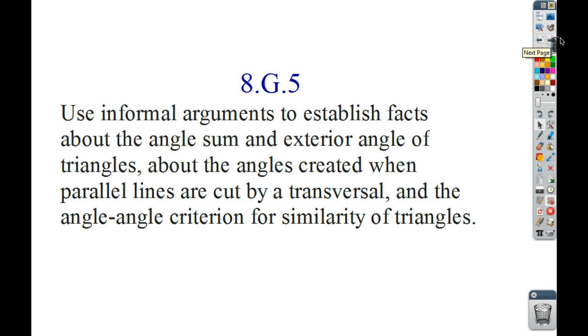So here's the actual standard, 8th grade geometry standard number 5. You can go ahead and read that. A lot of this probably isn't going to make very much sense to you right now, but hopefully after you've learned it, a lot of these words, a lot of these terms will make a lot more sense. Okay, well, let's go through here.